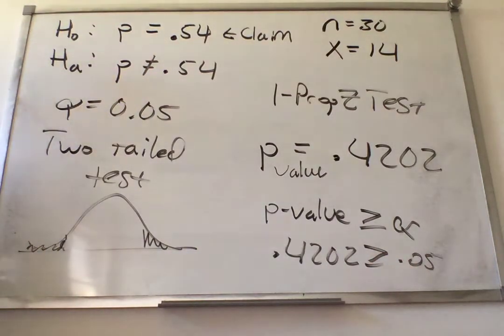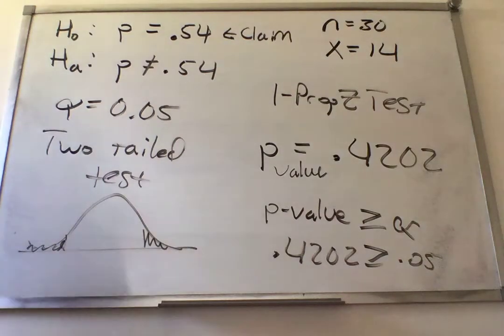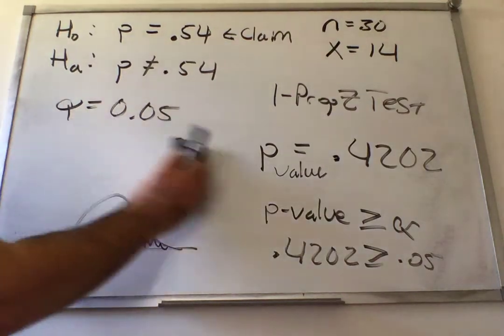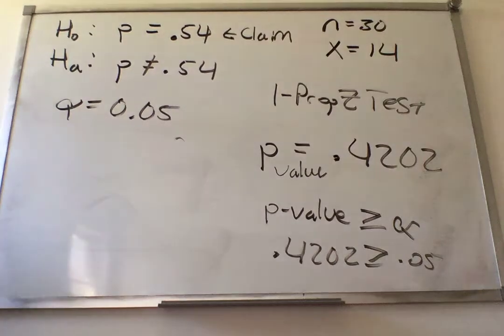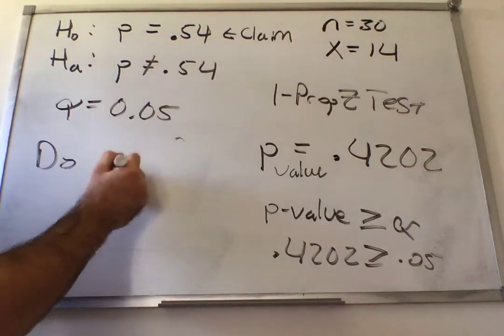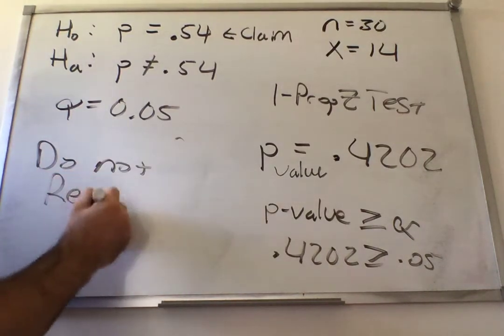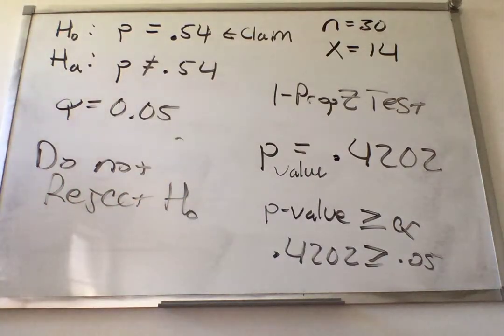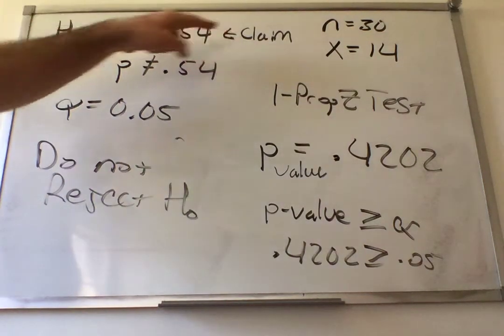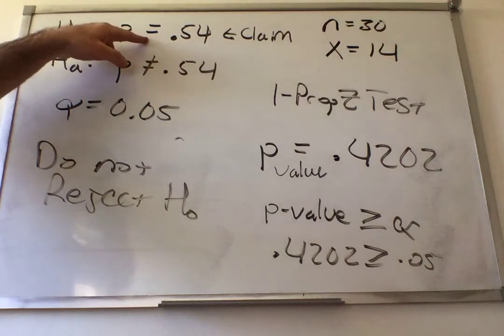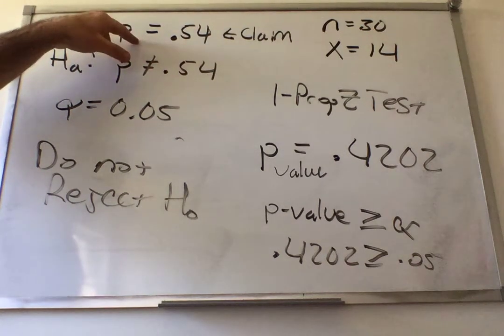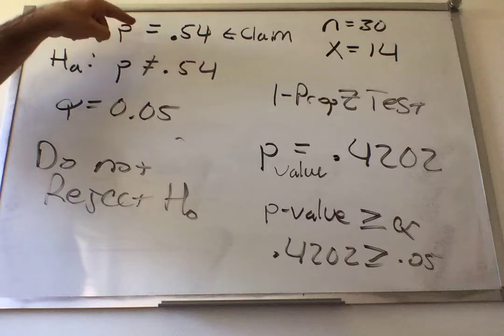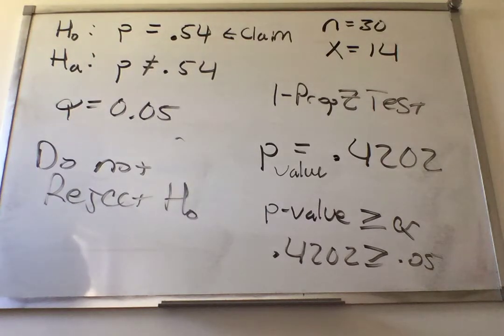So I do not reject. I ran out of room. Let's see. Do not reject H naught. Do not reject the null hypothesis. All right, so that means since our claim was the null hypothesis and we didn't reject this one, we have evidence to support our claim. Okay?